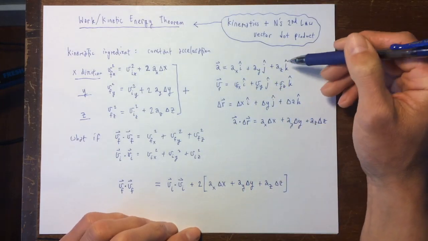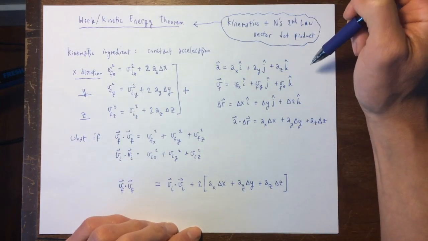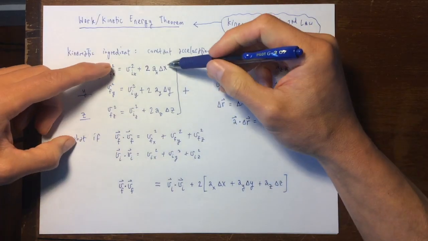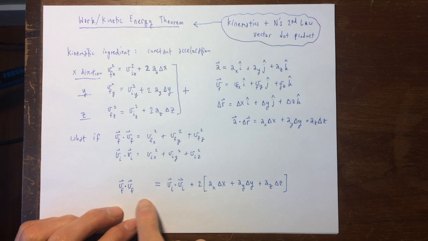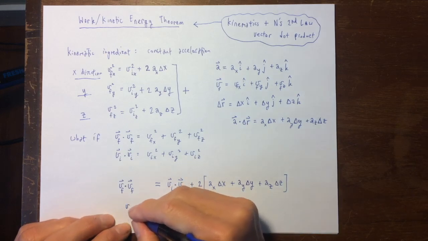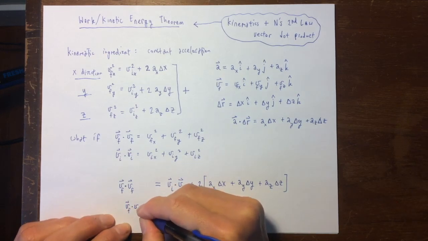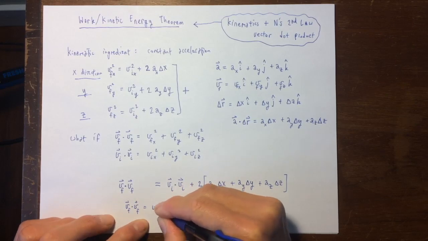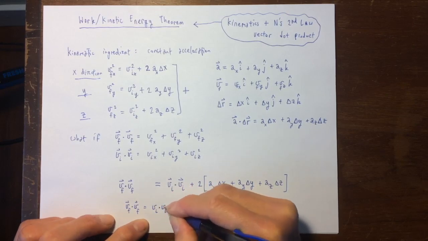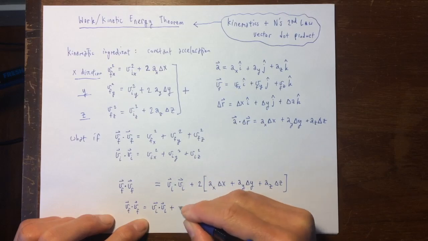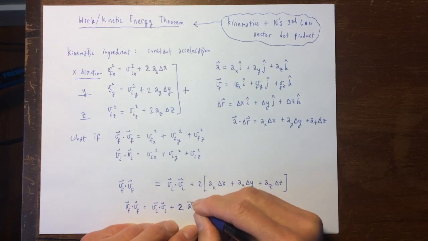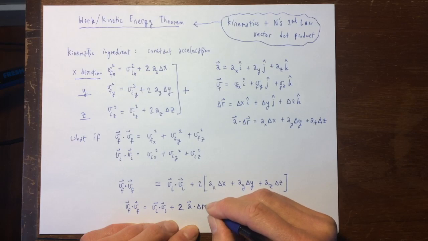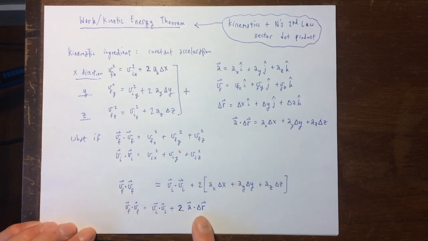So just because I'm inspired, I know what dot products do. I'm looking for a shorthand way to remember all three of these directions together, and I have ended up writing down this right here. So this is a 2. So twice the A vector dotted with the displacement vector, like this.